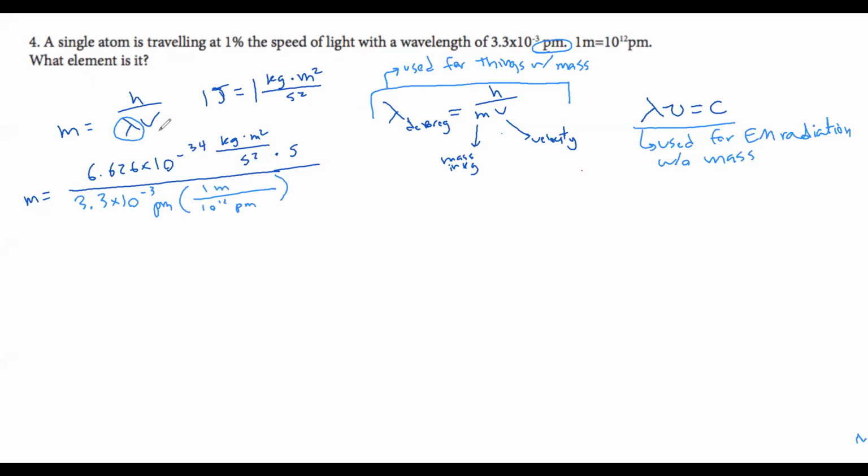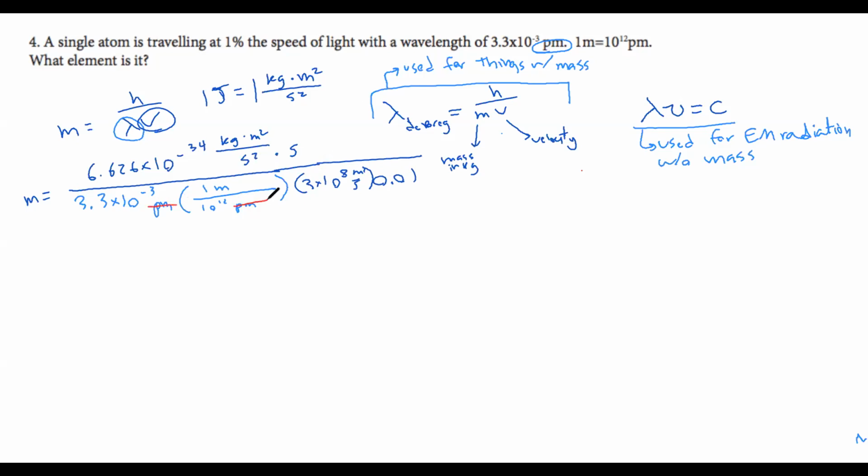And then we have our velocity. It's not given to us directly, but we know it's the speed of light. So 3 times 10 to the 8th meters per second. And it's 1%, so we have to multiply that by 1% or 0.01. All right, cool. So now we can see where the units make sense. So let's cross out everything we can.